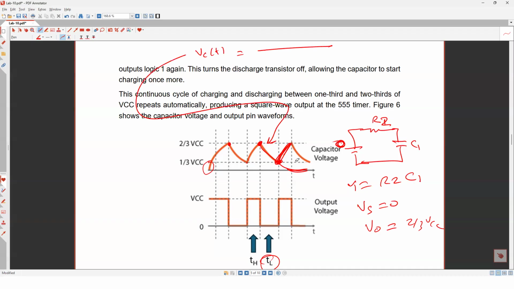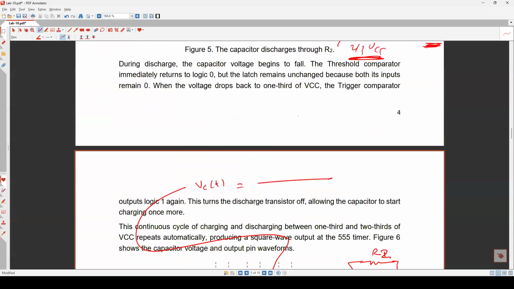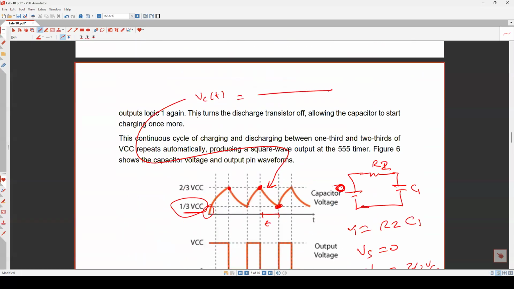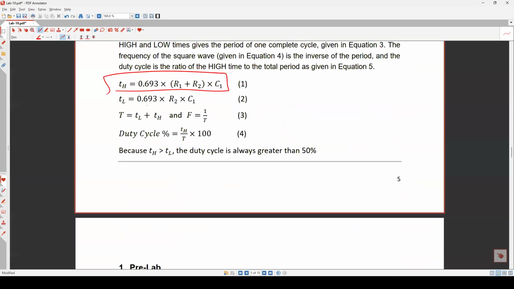Now I want to know how much time the transistor will take until the voltage becomes 1/3 VCC. I think in the previous one I said 2/3, yes. So here, you just put VC equal to 1/3 VCC, and then you can find t, at what time. If you do that, and I asked you in the pre-lab to prove it, I almost did most of it. So here now you have the low time.